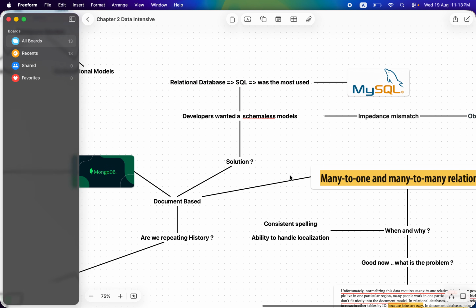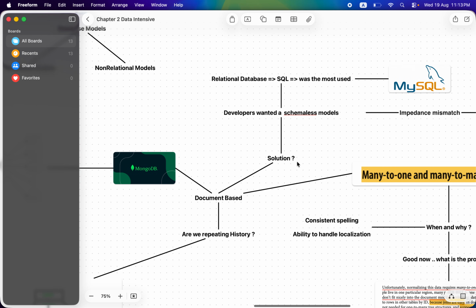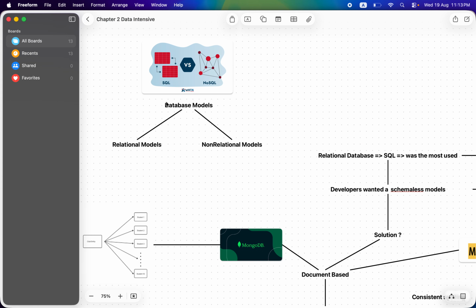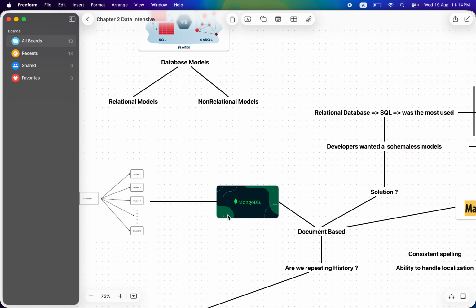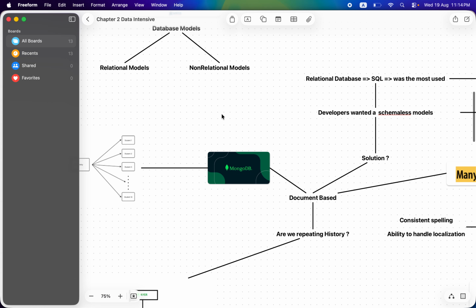Okay, so because of these two problems, we wanted a solution. That solution was the document based model. Just to mention, we have two different types of data models: relational and non-relational. Relational models, which we just mentioned, use tables, rows and columns, and non-relational ones are JSON based, document based, or trees, which are the different data models that we are going to discuss later.